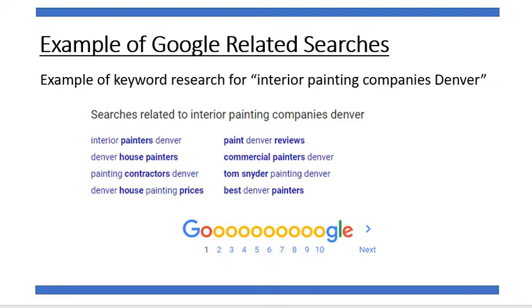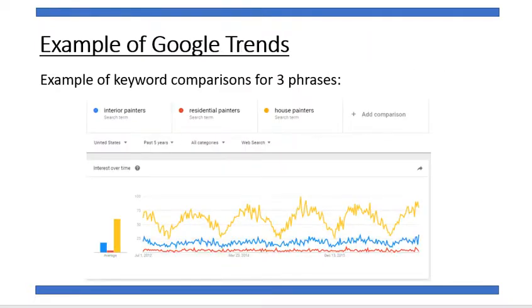There's also something called Google related searches, which shows up at the bottom of the search engine results. And this is really good intel, because what this is telling us is Google is giving you the clue. Hey, people that looked for this term, interior painting companies Denver, they also searched for some of these terms. So we can pick up some good keywords, just good ideas off of that list.